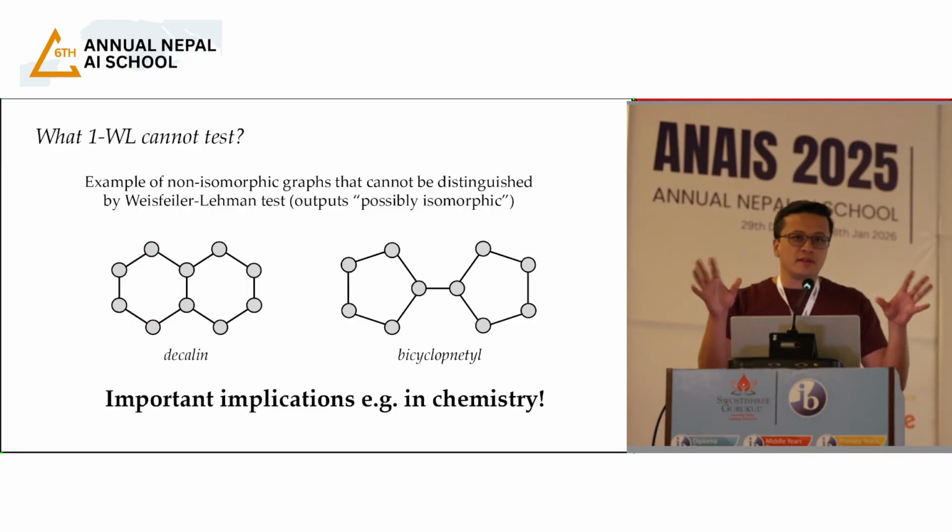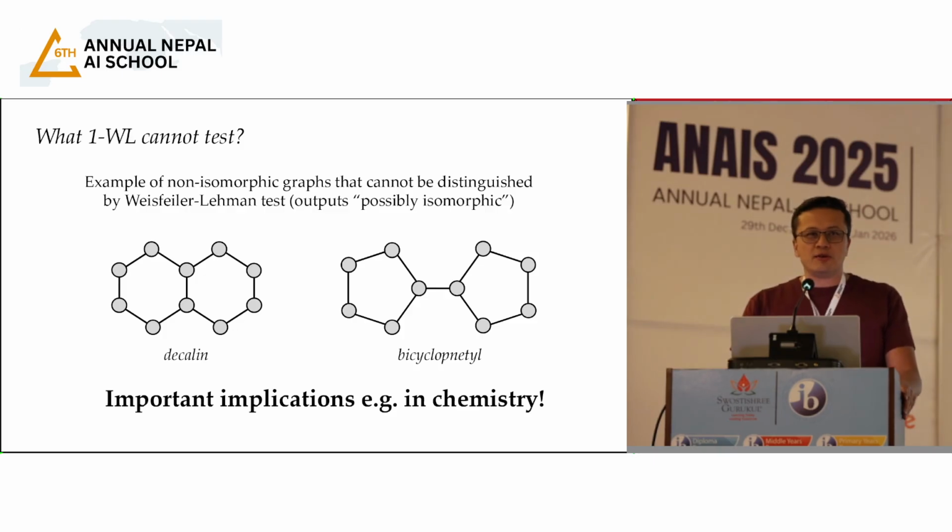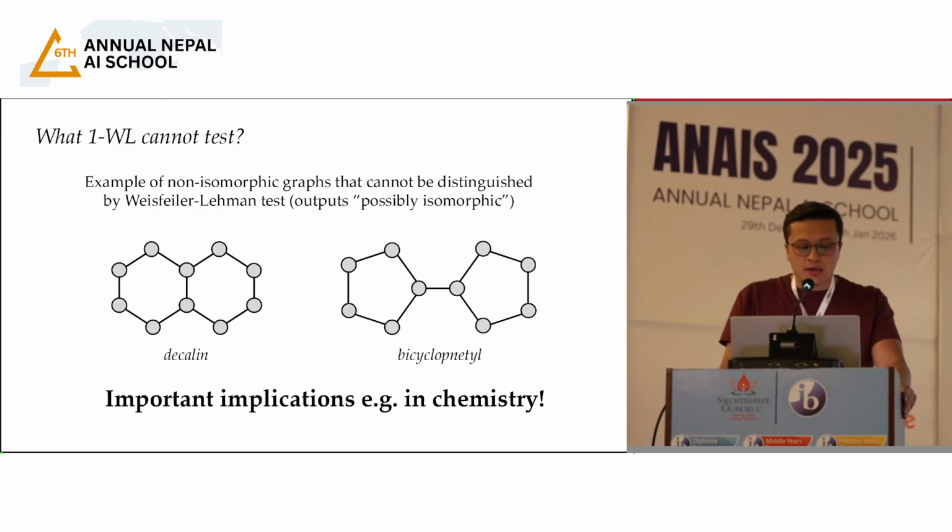You can see that the counterexamples are not very sophisticated. They are rather simple, right? The ones that we can even distinguish with our eyes, with just a simple inspection. And in this case, the graph on the left represents a decalin, and on the right, a bicyclopentyl molecule. I'm hoping I'm pronouncing this correctly. So this limitation in expressive power also has implications in chemistry and other domains.